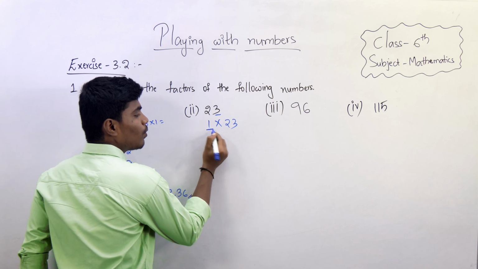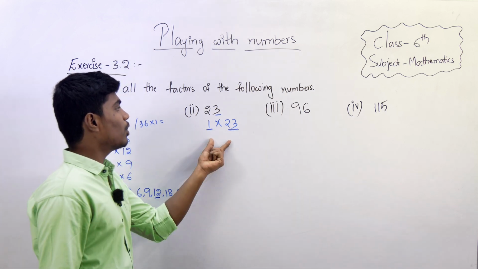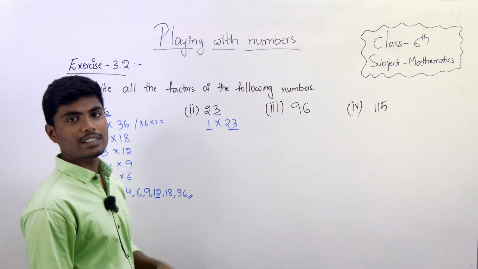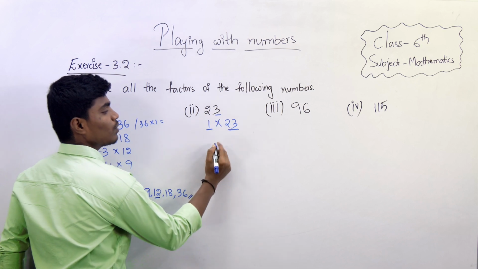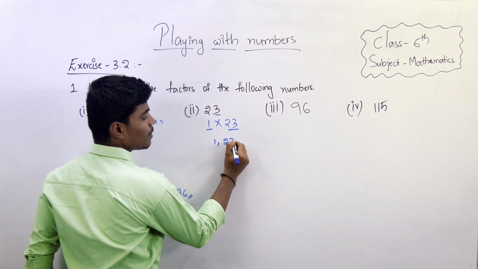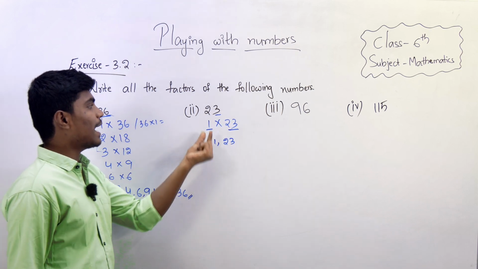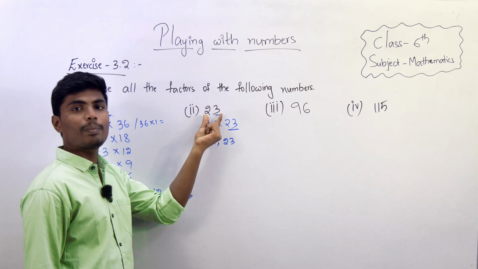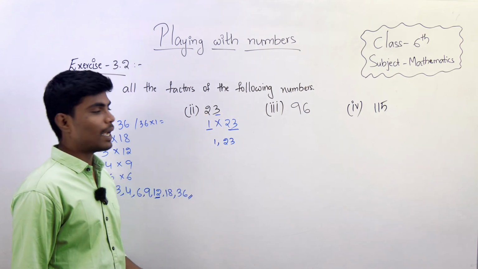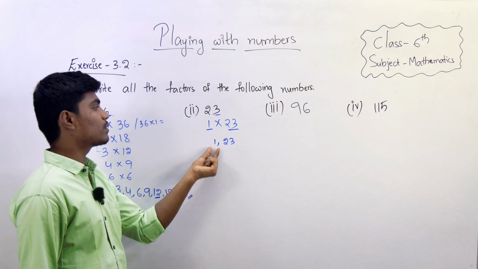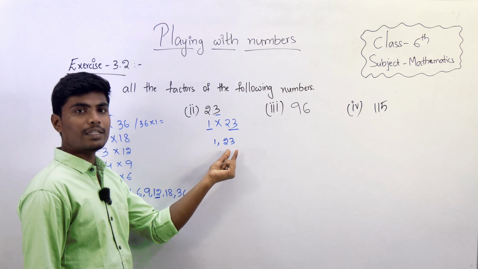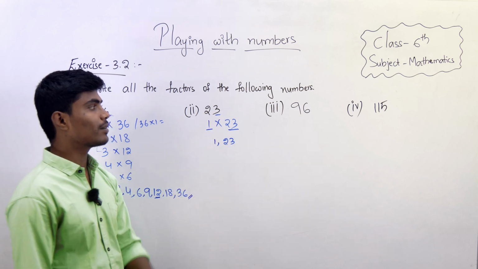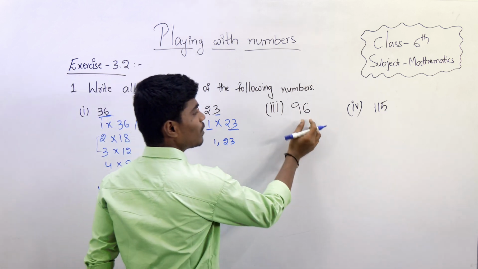See, only 1 and 23 divide 23 exactly. So 23 has only 2 factors, 1 and 23. As it has only 2 factors, this number is called a prime number. 23 is a prime number. So it has only 2 factors: one is 1 and the other is itself. So 23 and 1.